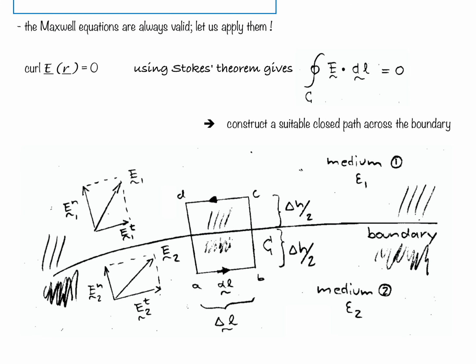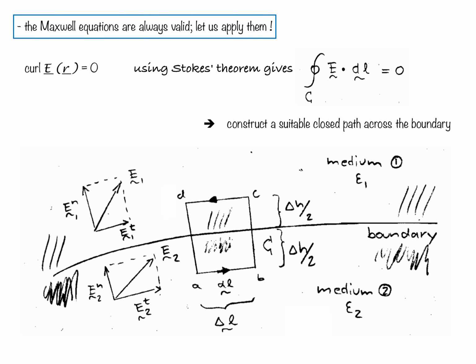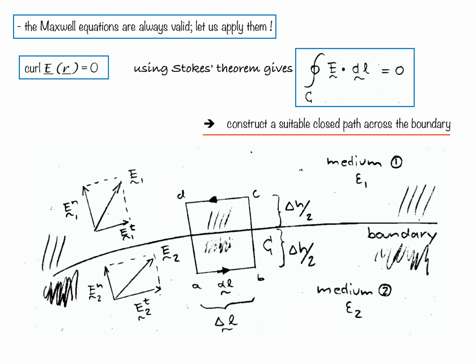Since the Maxwell equations are of general validity, they are again the starting point. The second Maxwell equation of electrostatics reads: curl of E is equal to 0 everywhere. Using Stokes' theorem, this can be changed into an integral equation, which says that the closed path integral over E dl is always 0. We can therefore construct a suitable closed path across the boundary and apply this Maxwell equation.